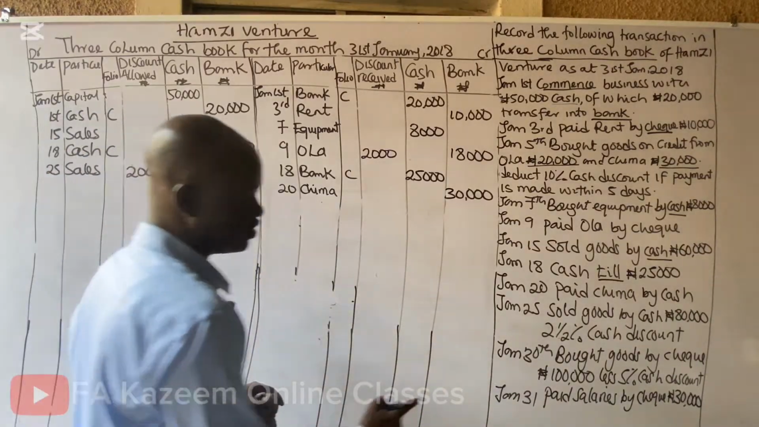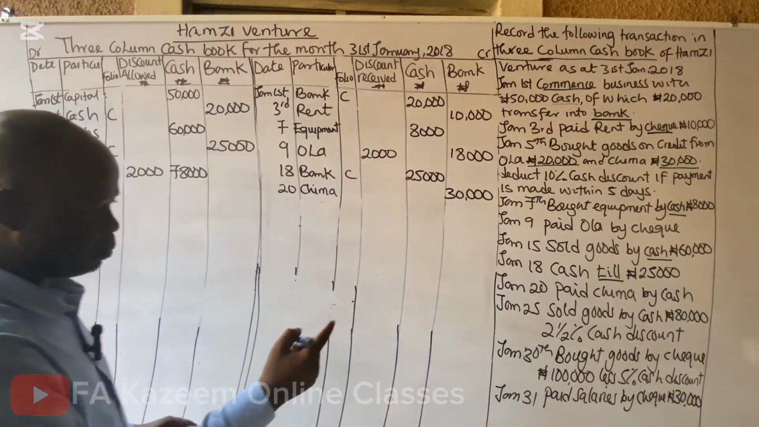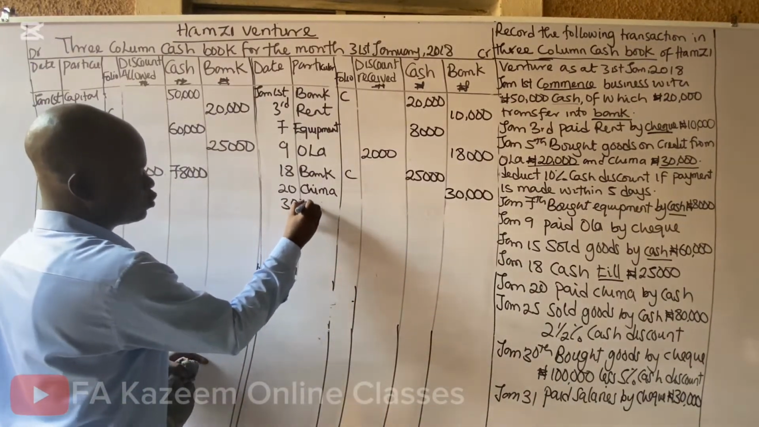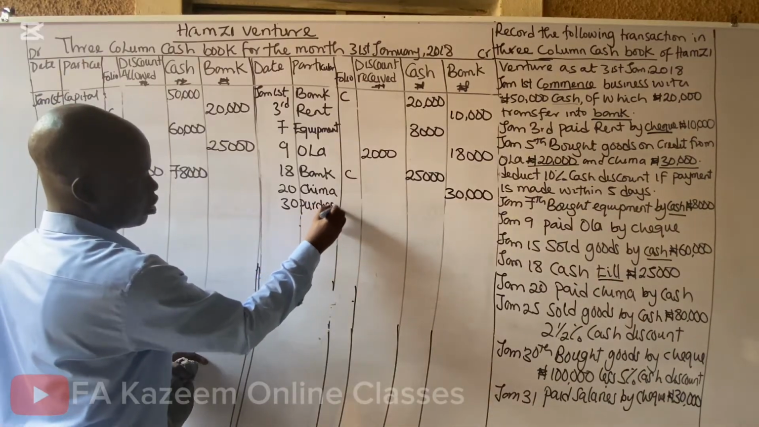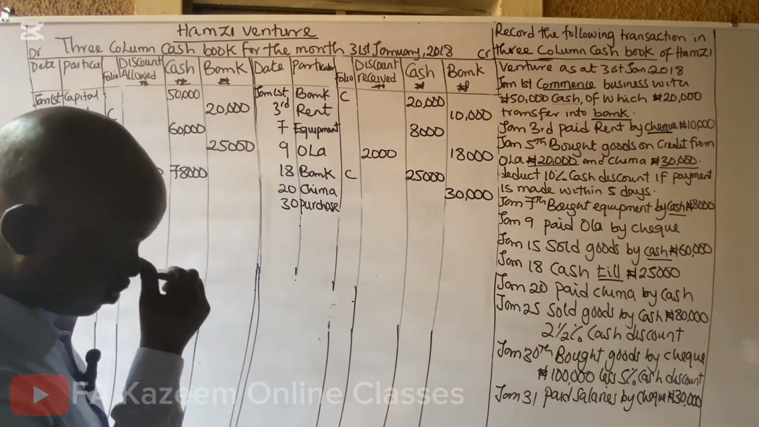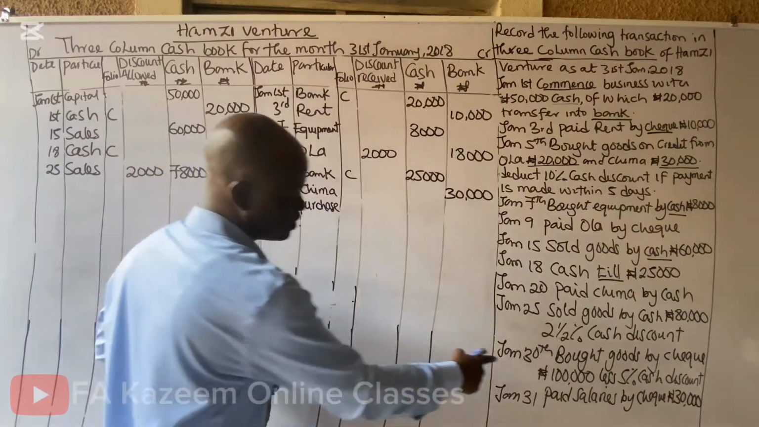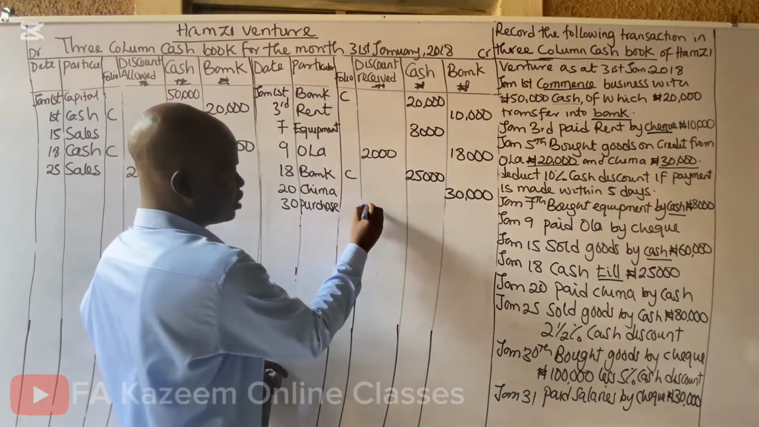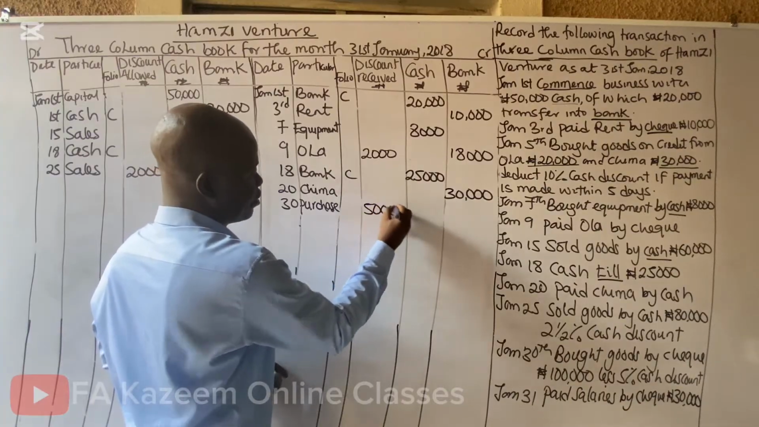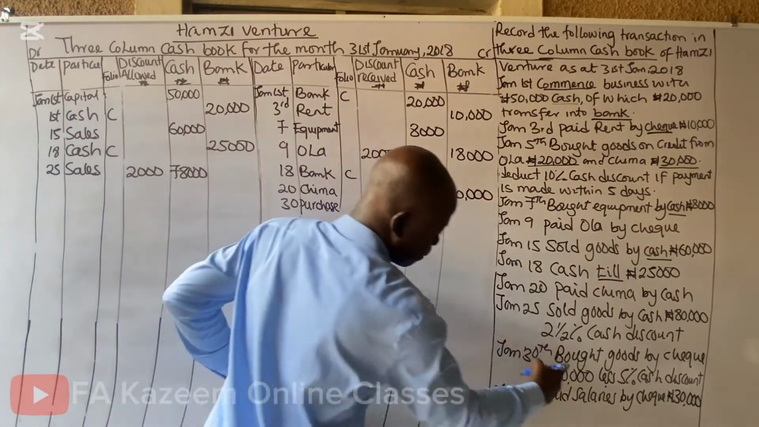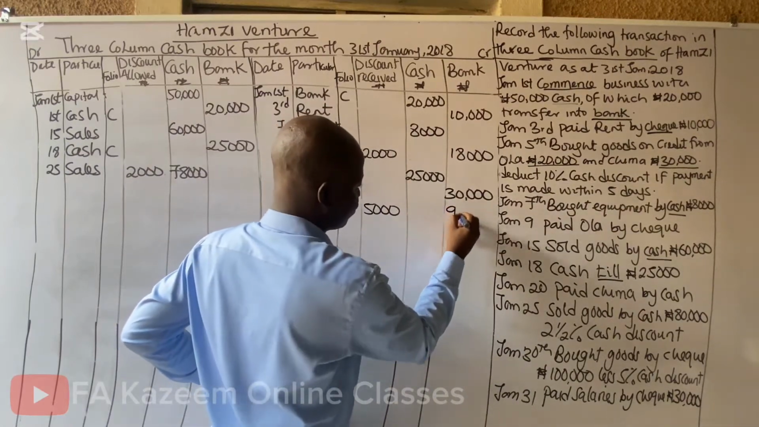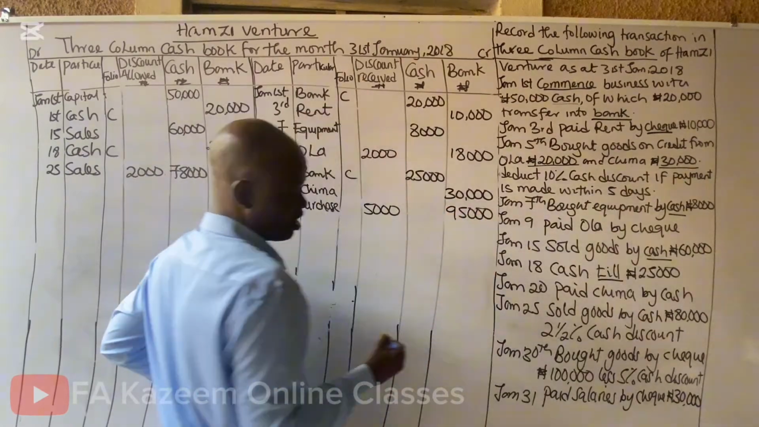The next transaction is bought goods by check. You are making payment for goods on the 30th. Bought goods there means purchases. How much is the goods? 100,000. There's a 5% discount. 5% of 100,000 is 5,000 naira. 5,000 minus 100,000 by check, you have a sum of 95,000.